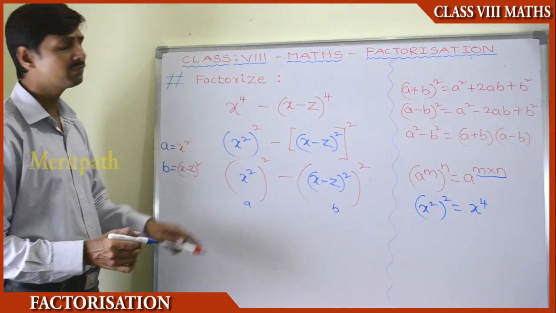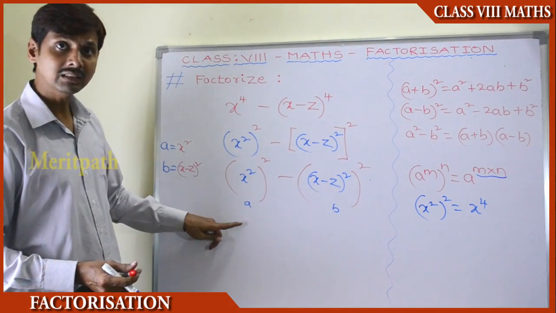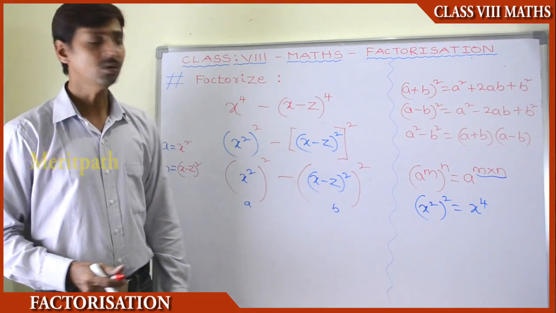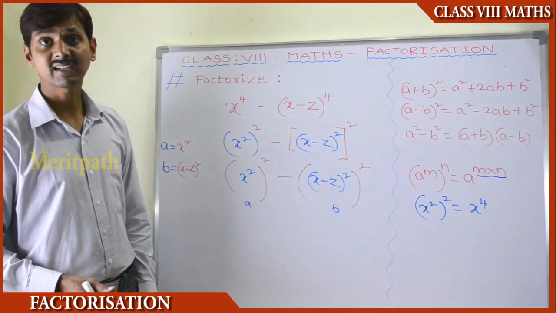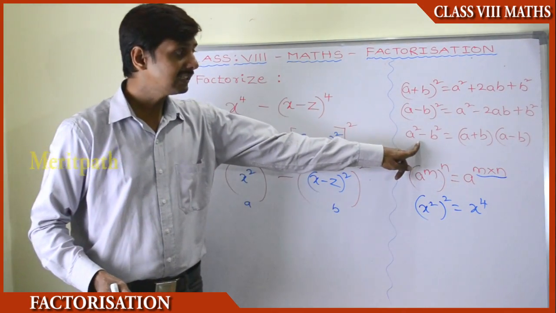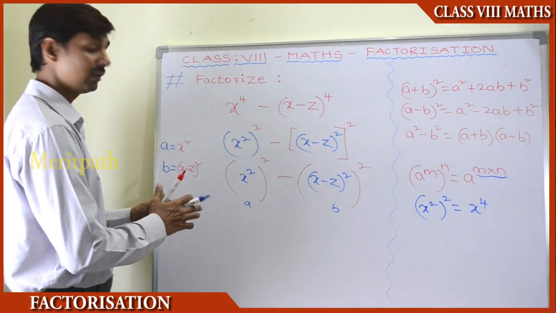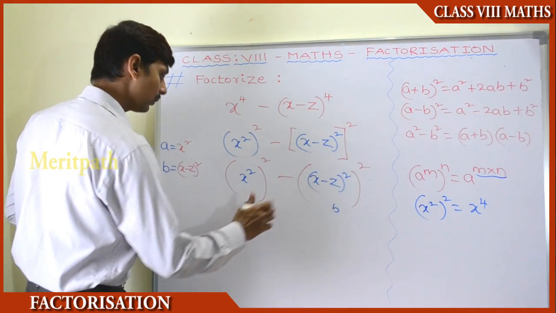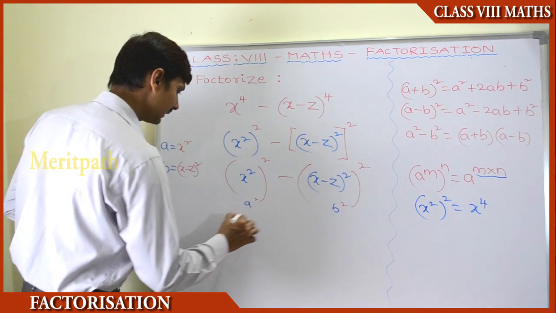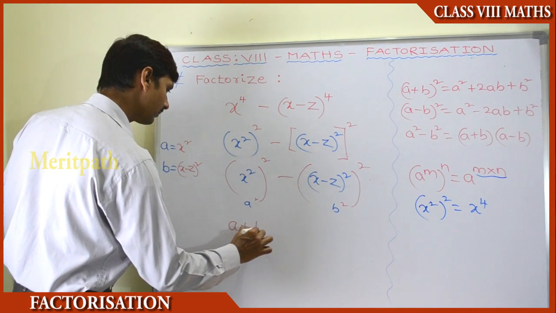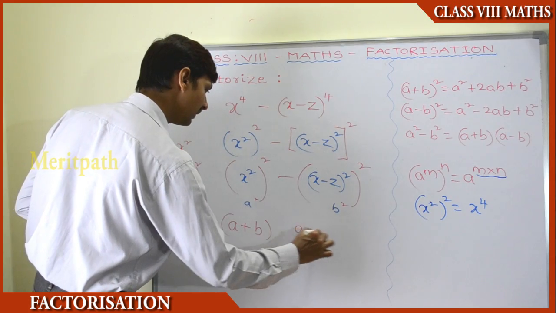Just we have written the same term, but we identify the terms of a and b. So using the identity of a square minus b square, which is a plus b into a minus b, let's write this a square minus b square. A square minus b square can be written as a plus b into a minus b.